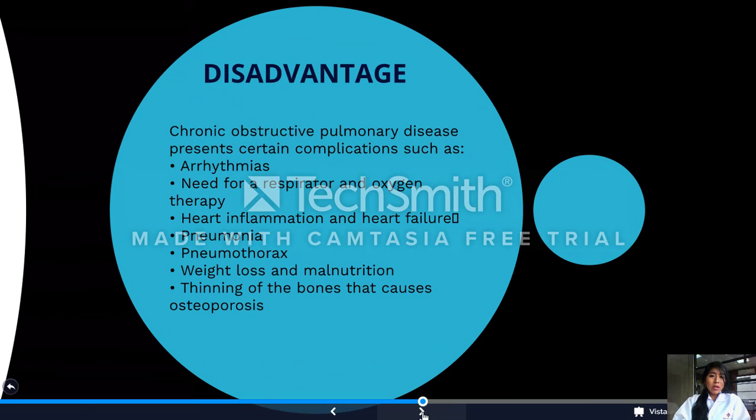Disadvantage: chronic obstructive pulmonary disease presents certain complications such as arrhythmias, need for a respirator and oxygen therapy, heart inflammation or heart failure, pneumonia, pneumothorax, weight loss and malnutrition, and thinning of the bone that causes osteoporosis.